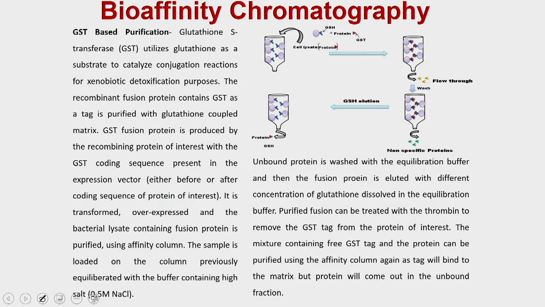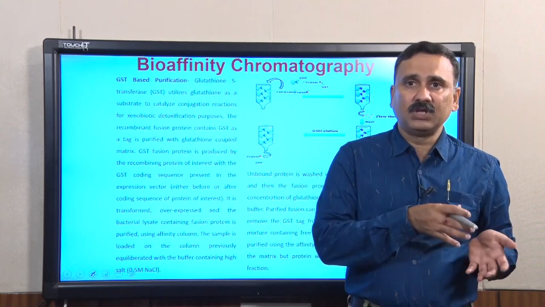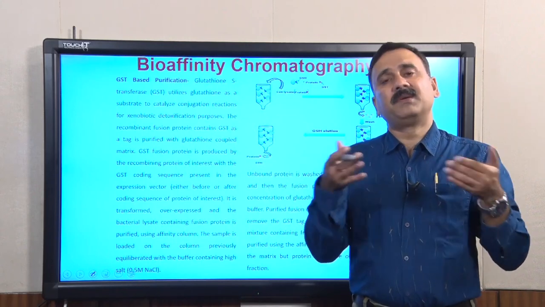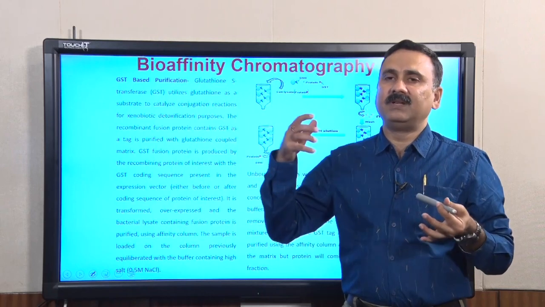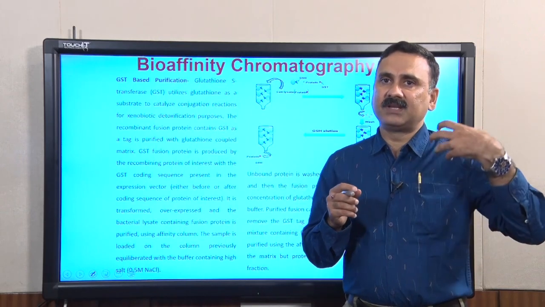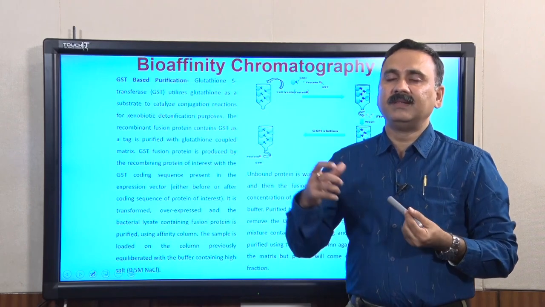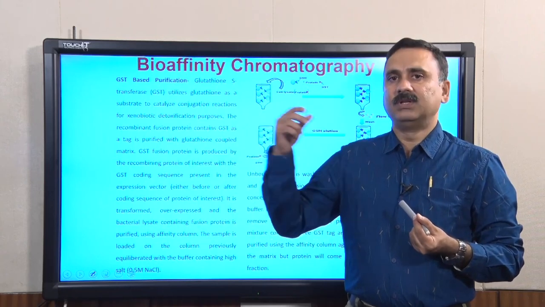Now let's move on to the next example. The next example is one where we are using an enzyme. In our previous example we were using the antigen-antibody interaction as a basis to purify either the antigen or the antibodies. Now we have an example of an enzyme and substrate as partners. In this case we have taken an enzyme and a substrate. The enzyme is coupled to the protein of our interest, whereas the substrate is going to be used as a ligand to elute the proteins.